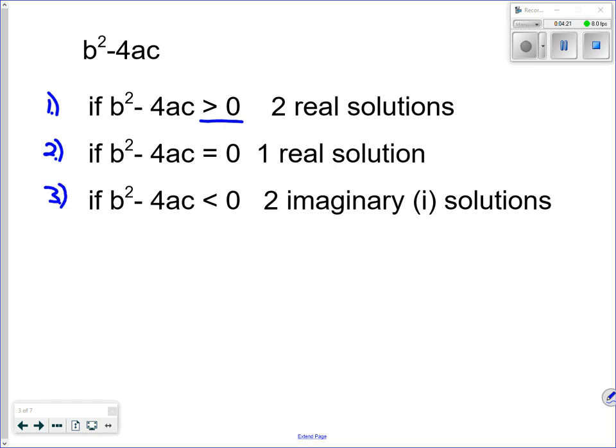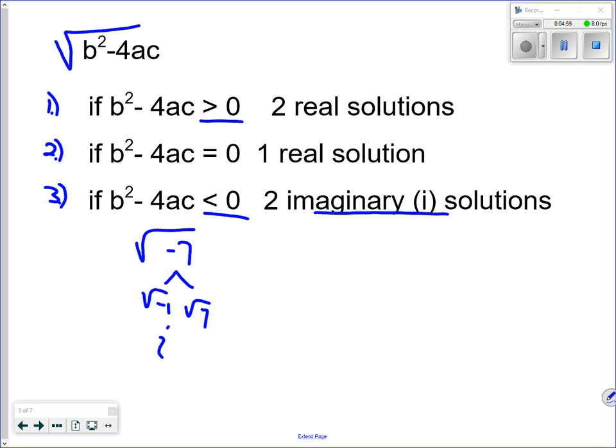And choice number 3, if your b squared minus 4ac ends up being less than 0, negative, that means you're going to be back to having two numbers, but those two numbers are going to be imaginary. So if that number is less than 0, negative 7, remember, this piece is the stuff that is underneath a radical sign. So if you try to do the square root of negative 7, remember, you can't. You have to break that up into two pieces. And the square root of a negative 1 is always the i number. So you are going to get two answers, and they are both going to be imaginary. That's only if your b squared minus 4ac is less than 0.